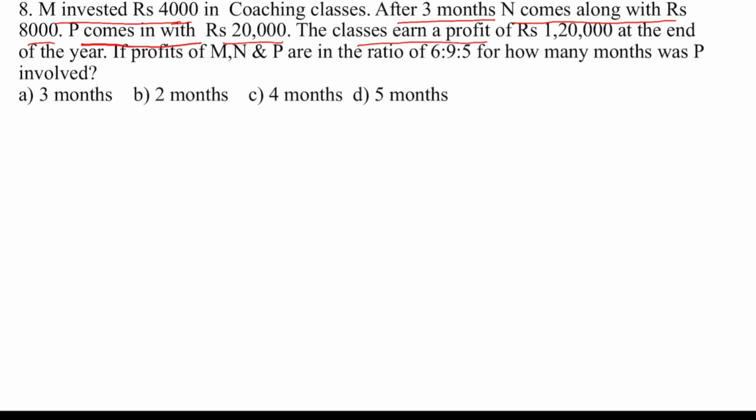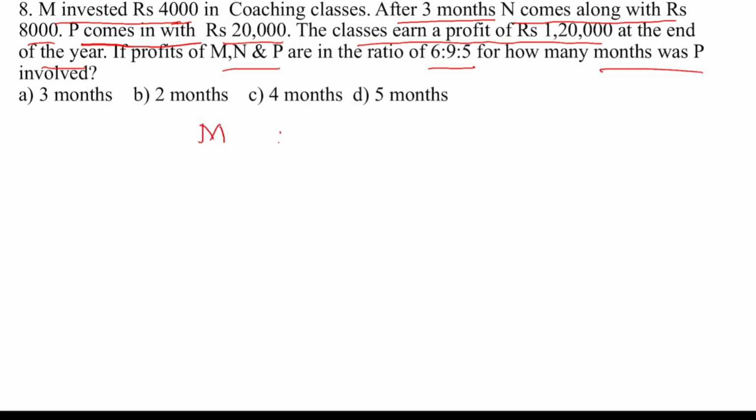The classes earn a profit of rupees 1,20,000. Okay, the total profit the classes earn is 1,20,000 at the end of the year. If the profits of Yam, Yan and P are in the ratio 6:9:5, so they have given the profit ratio. For how many months was P involved? Okay, P came with 20,000 we know, but for how many months he came we don't know. So that is what we have to find out.